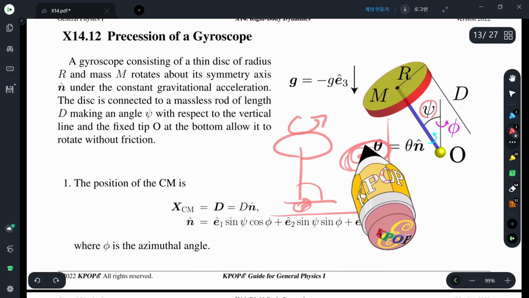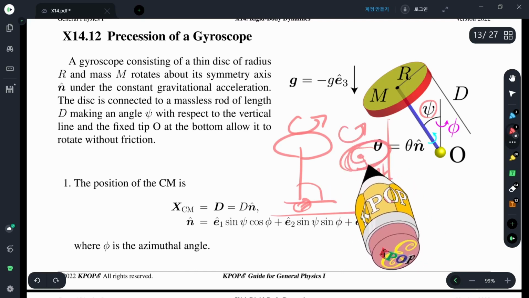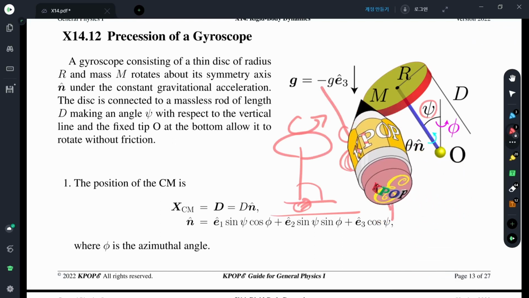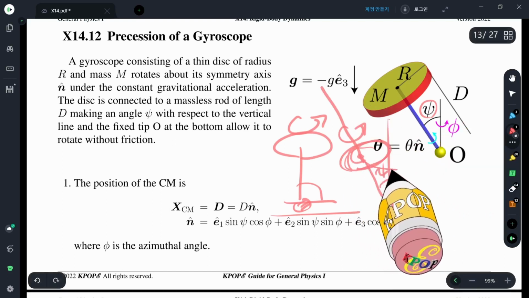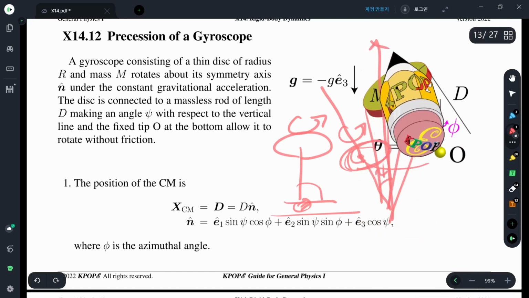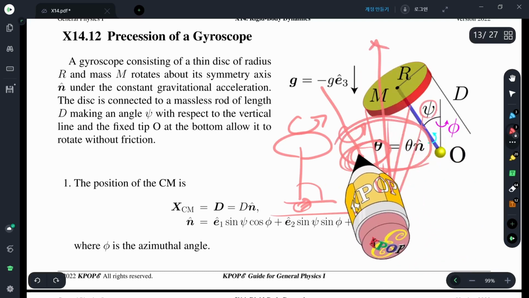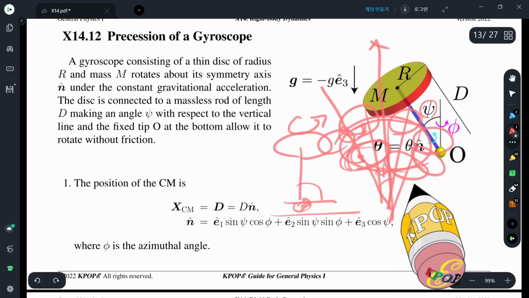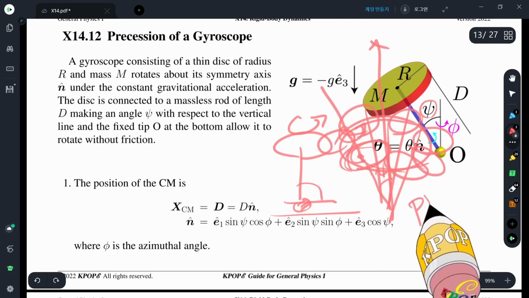Here I wrote the angle psi. And then, even though it is rotating about its own axis, there is another rotation in the macroscopic viewpoint. This axis of rotation is actually rotating about the z-axis. So it is rotating. This is called precession.